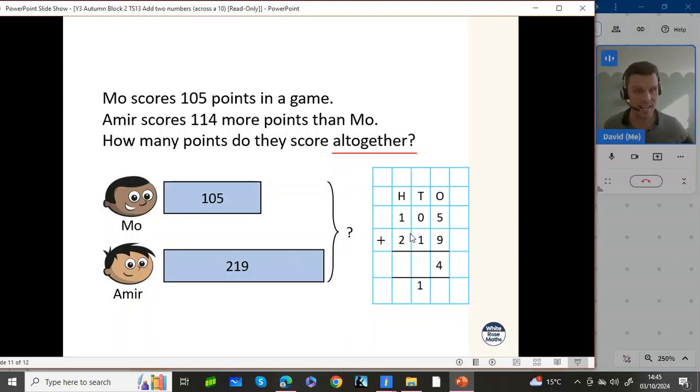I then add the tens together. 0 plus 1 is 1. 1 plus 1 is 2. And then I add the hundreds. 1 plus 2 equals 3.